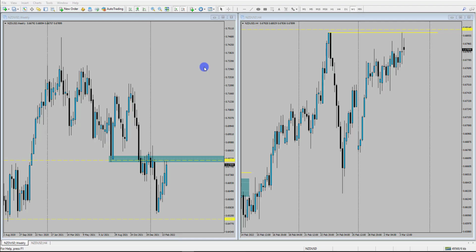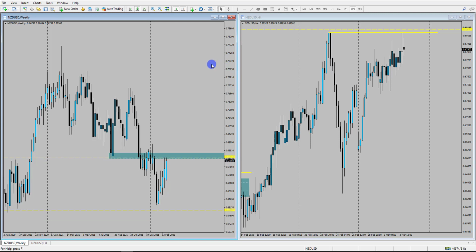In this video, we're going to take a look at New Zealand US dollar as prices come into a key area of resistance. So, taking a look at this weekly time frame, we can see that the price is making lower lows and lower highs. But recently, we have been in a retracement phase. Price has been pulling back into the key area of resistance.